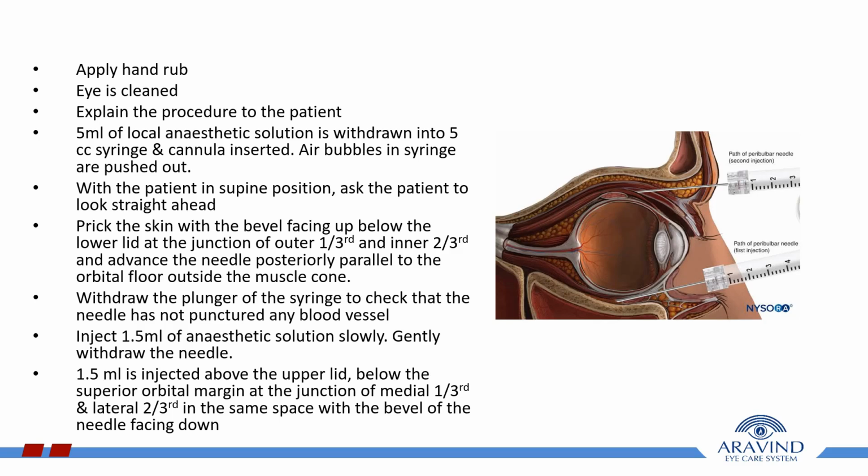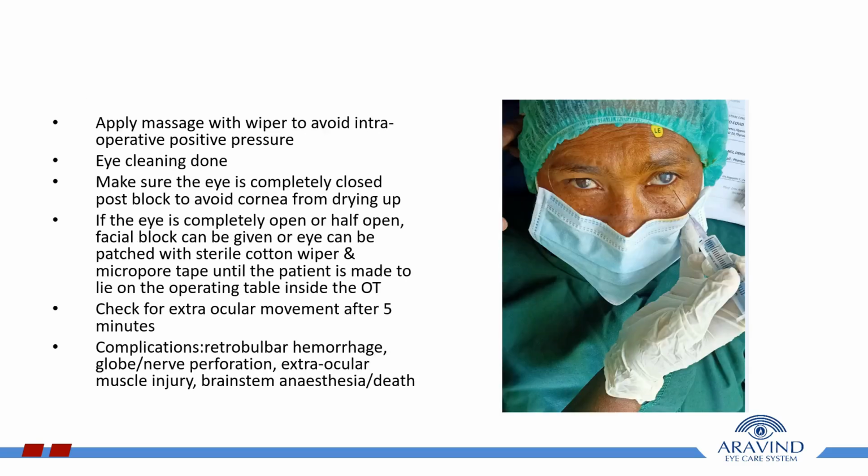Gently withdraw the needle. 1.5 ml is injected above the upper lid between the superior orbital margin at the junction of medial 1/3 and lateral 2/3 in the same space, with the bevel of the needle facing down. Apply massage with a wiper to avoid intraoperative positive pressure. Eye cleaning is done. Make sure the eye is completely closed post block to avoid the cornea from drying up.